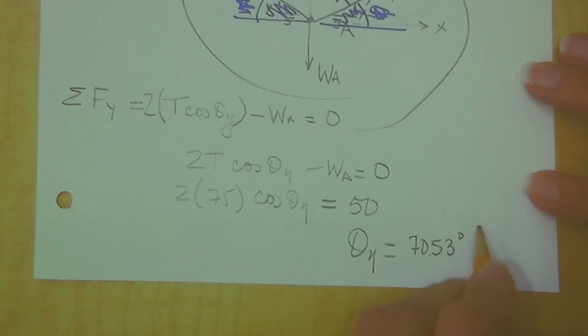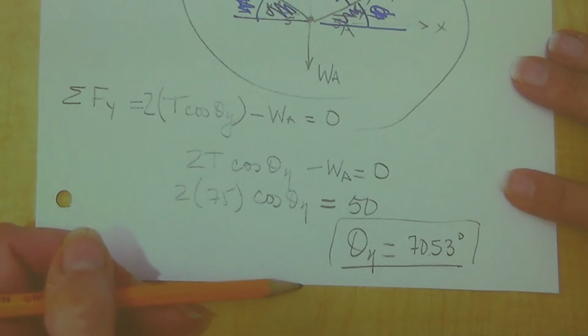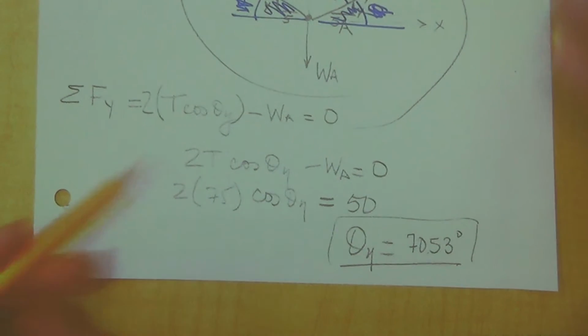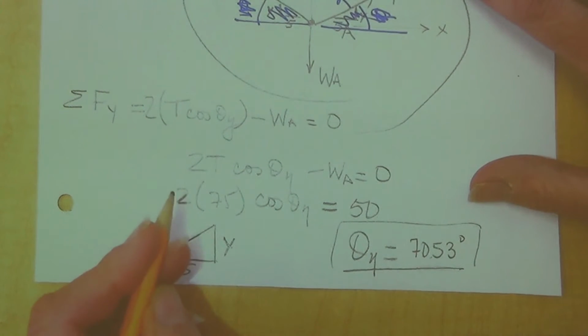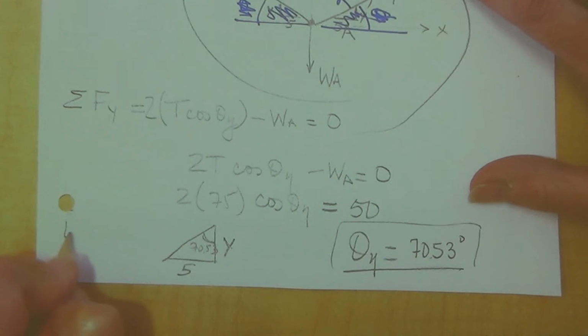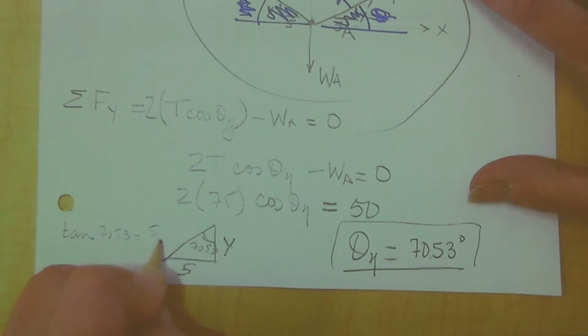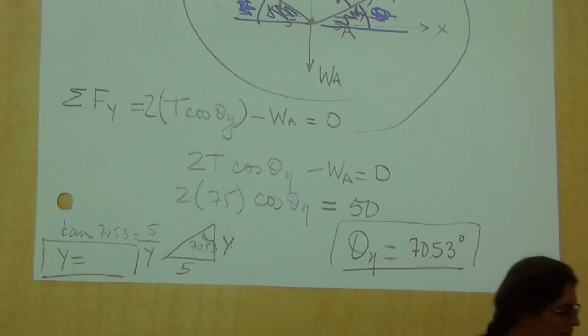So then, but is that the answer? Go back to the find. What did they want to find? Did they want you to find a theta? No, they wanted you to find a Y. So we had 5 in the x, we had y in the y, and then it's this angle right here, that's 70.53. So in that case, tangent of 70.53 is equal to 5 over y, and y turns out to be, this one I can look up, so solve for y, 1.77 feet.